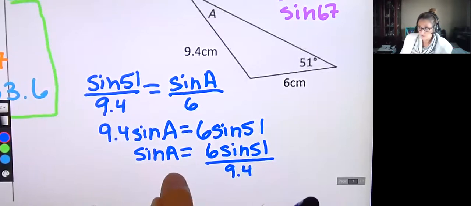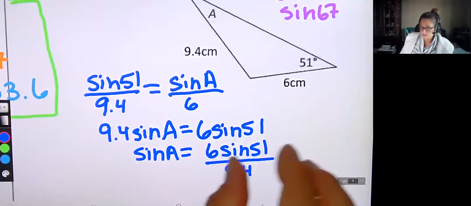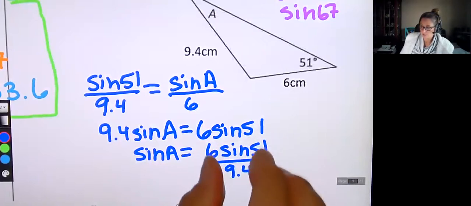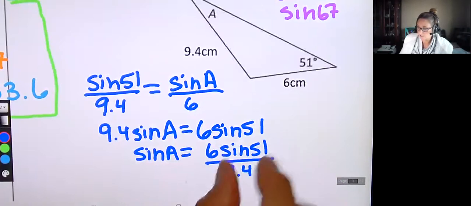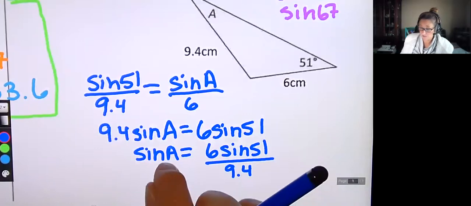Now, when you're trying to find an angle, this is what the sine of the angle is equal to. I want the angle that gives me this back as a sine. So when I want the angle, I have to do sine inverse if I'm dealing with sine.